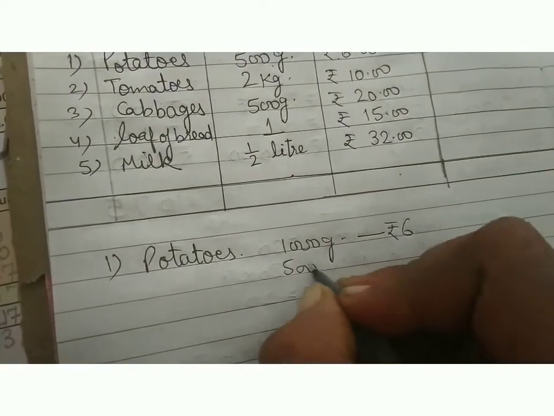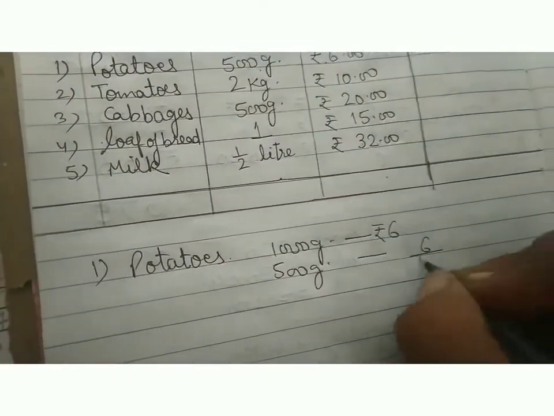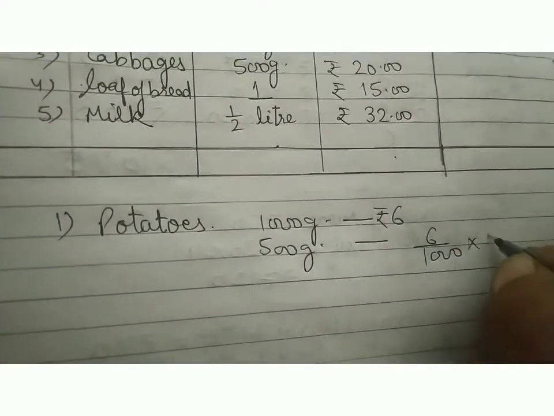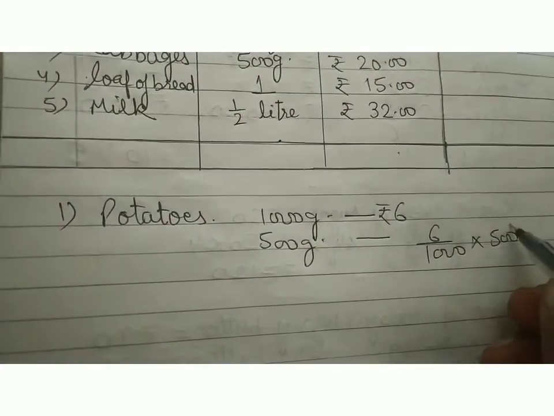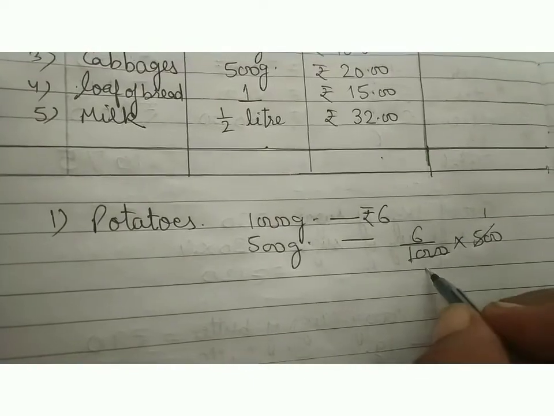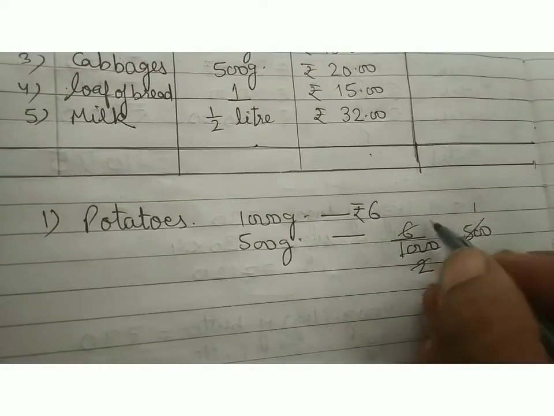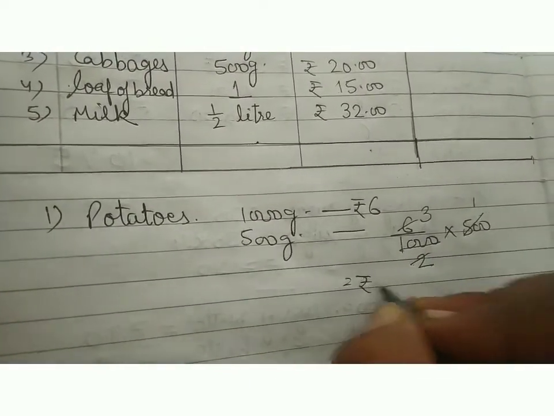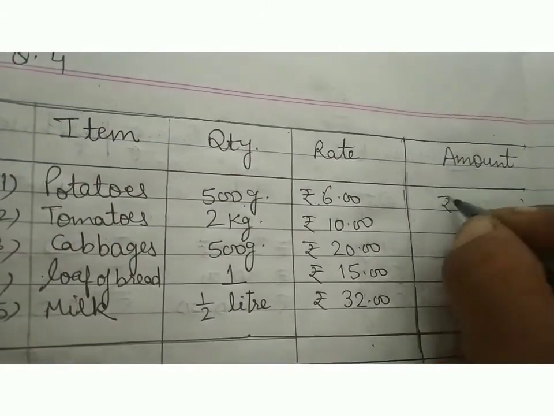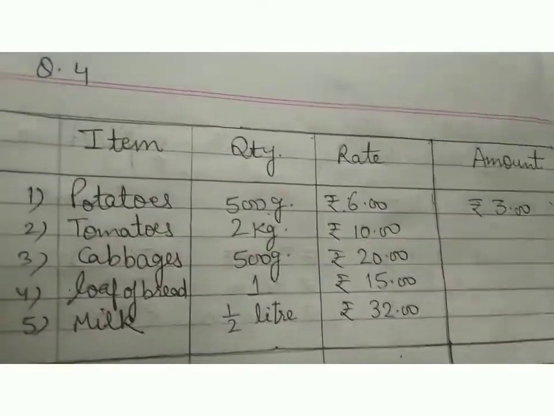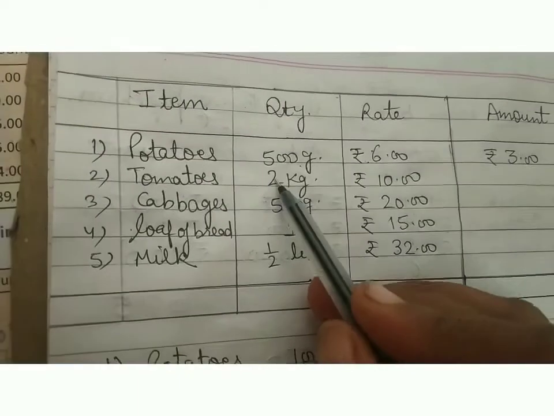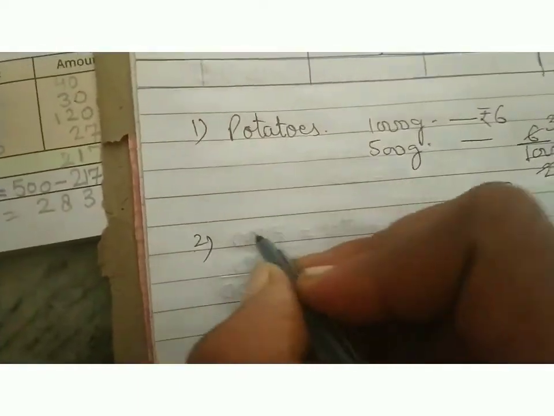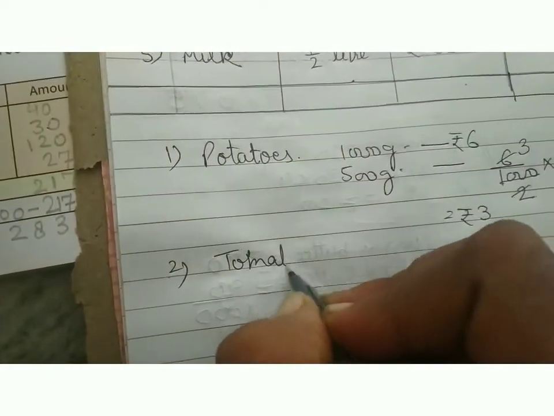So 500 grams of potato will be 6 divided by 1000 multiplied by 500. 500 ones are 500, 500 twos are 1000 and 2 threes are 6. So the answer is rupees 3. Here we will write amount 3 rupees. Clear? Now tomato. Second, we will calculate for tomato.